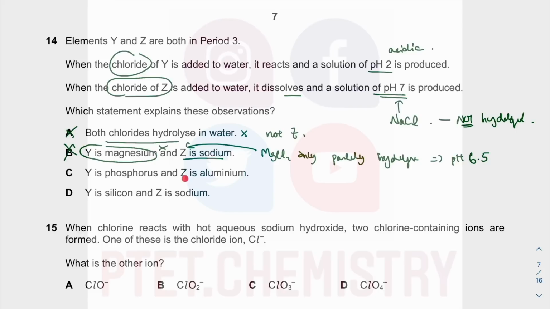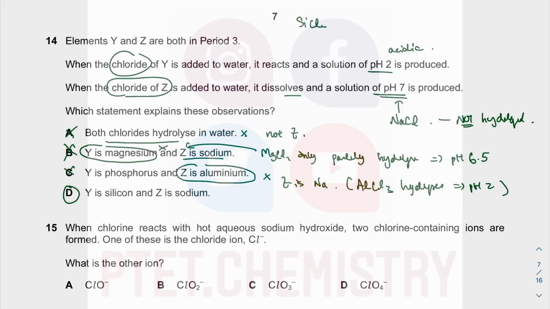How about this? Z is aluminium. We just established that Z is sodium, so Z is not aluminium. And besides, AlCl3 hydrolyzes, and it will give you around pH 2 or pH 3, which is strong acid. SiCl4 does get hydrolyzed to give you SiO2, which is a white solid insoluble in water, and you get HCl steamy white fumes because this reaction is very exothermic. And that thing is not hydrolyzed, it's just sodium chloride.